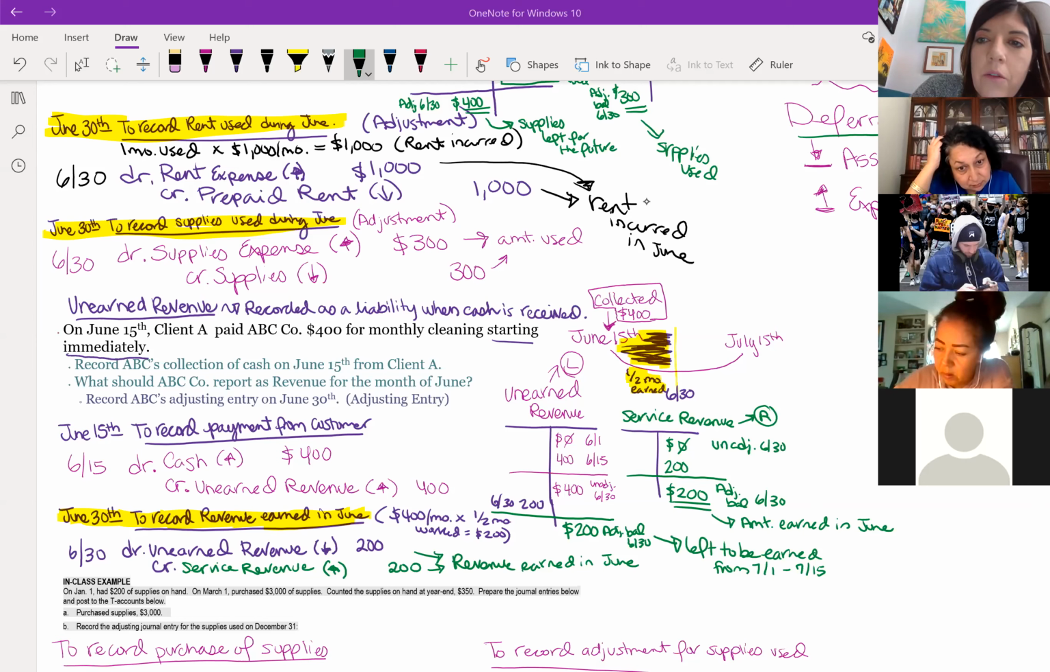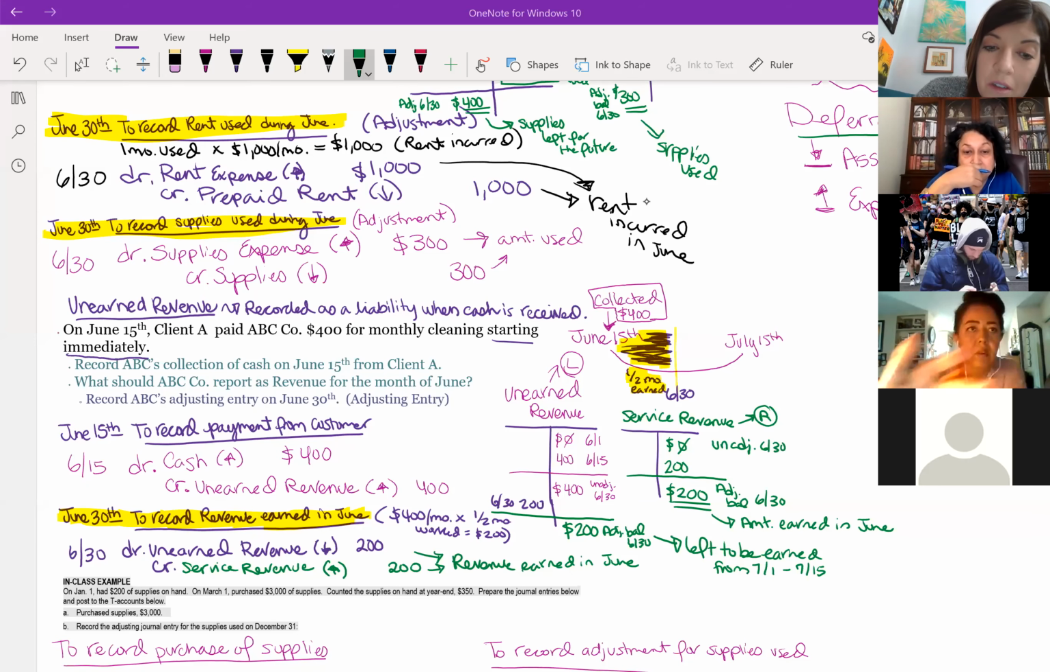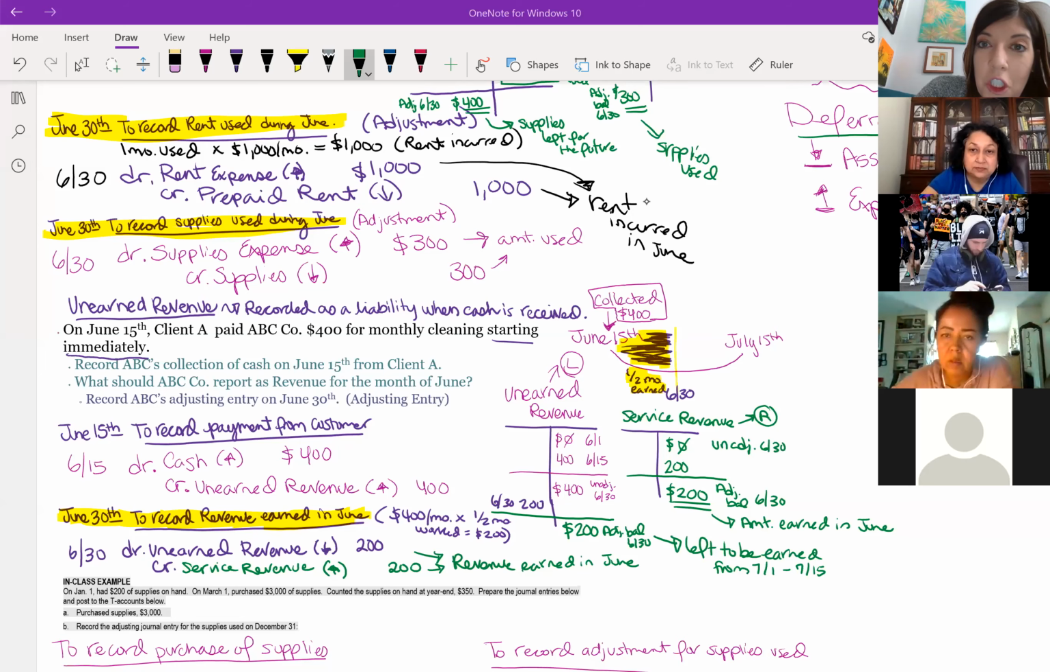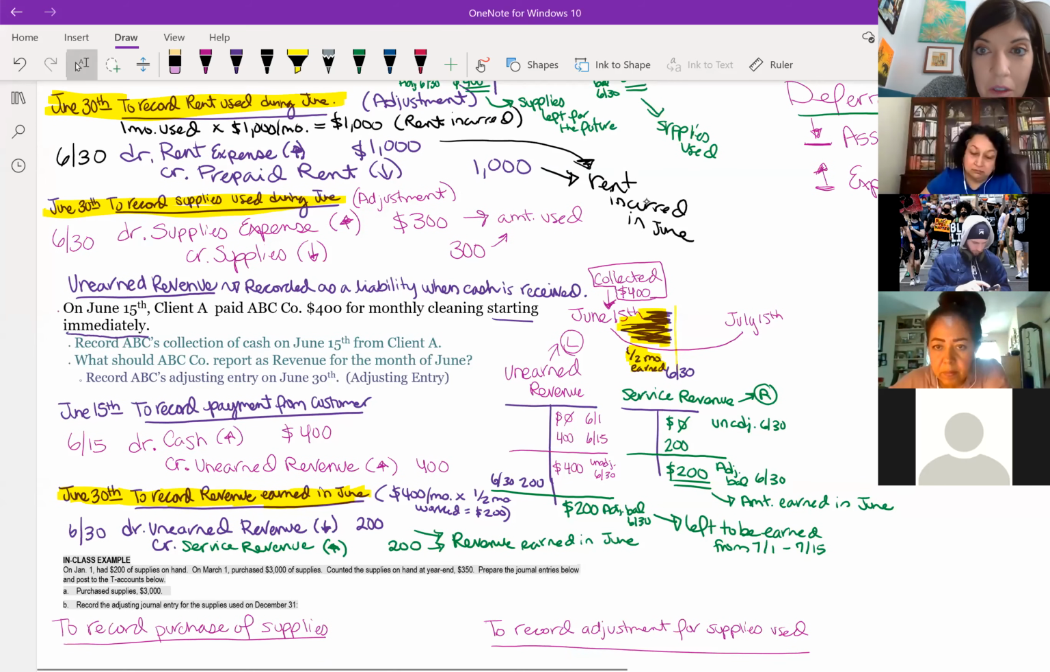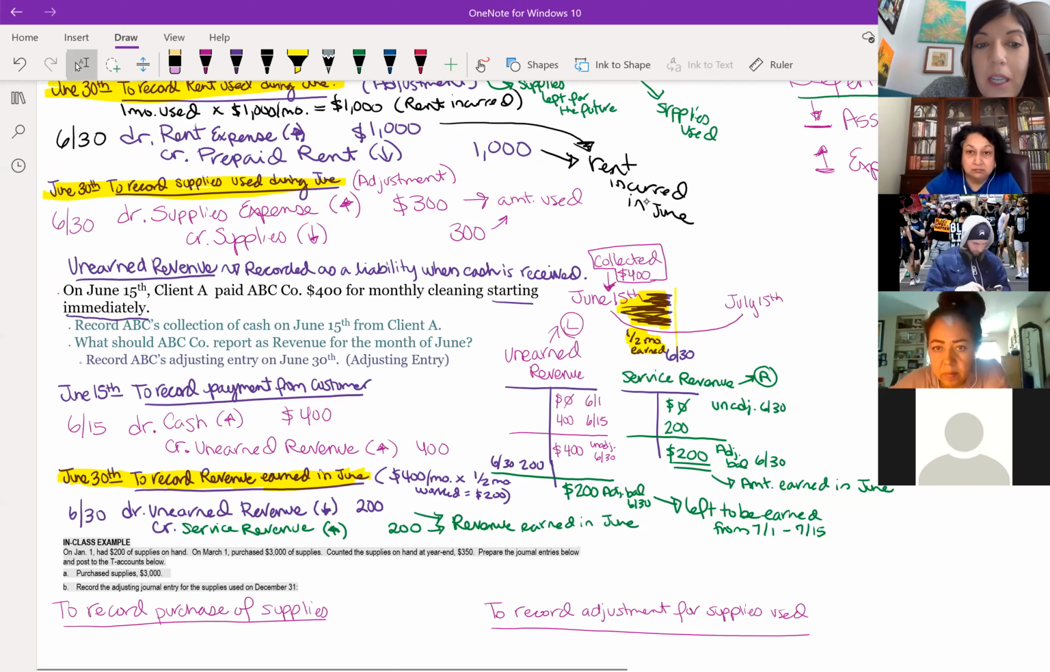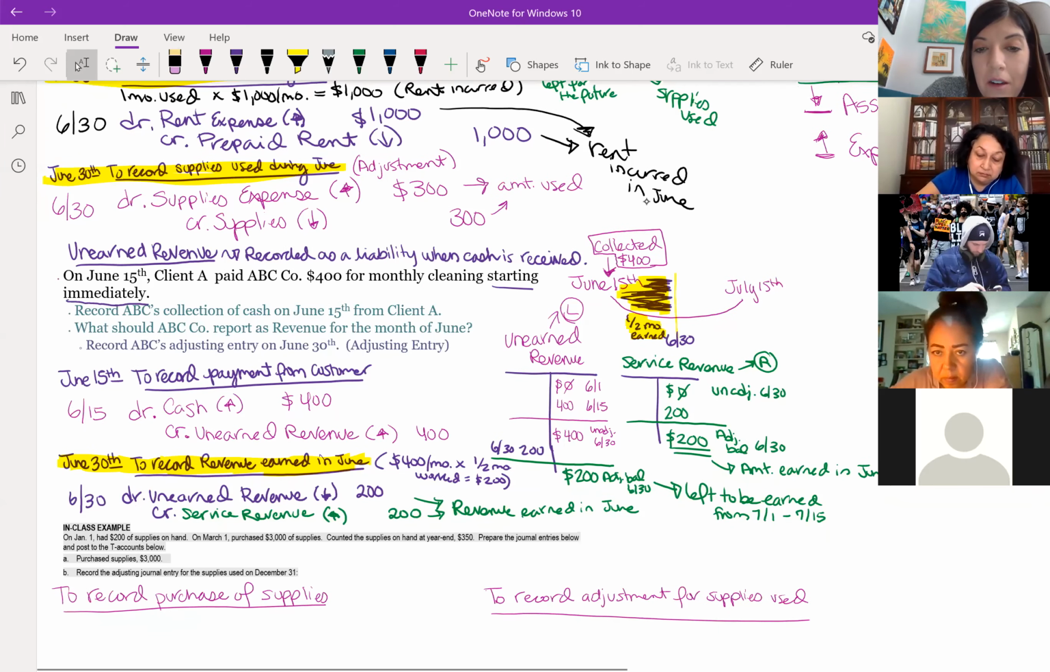So notice with deferrals, the asset or liability decreases with every single deferred journal entry, and the expense or the revenue account increases with every single deferral. It's a little cheat sheet for you to double check to make sure that's what's happening in the adjusting entry.